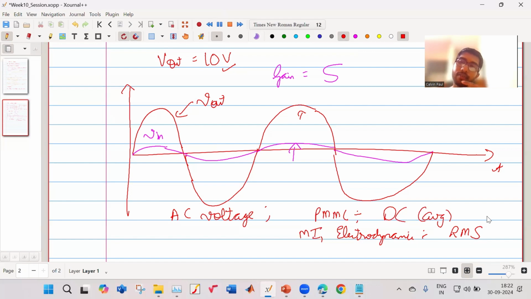So now, why do I want to use a PMMC instrument? What advantage does a PMMC instrument have over the moving iron and electrodynamic instruments? Can you tell me what you remember?